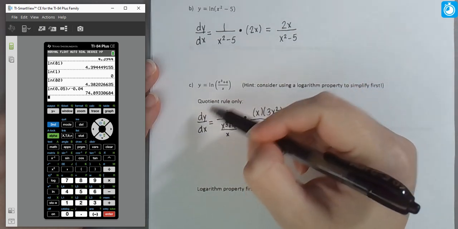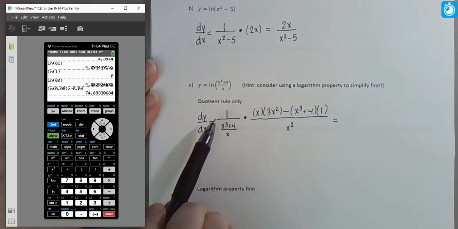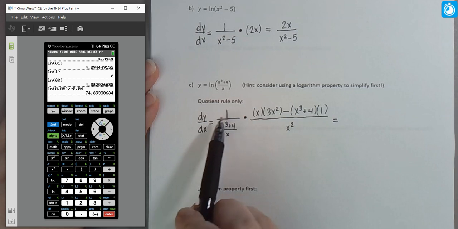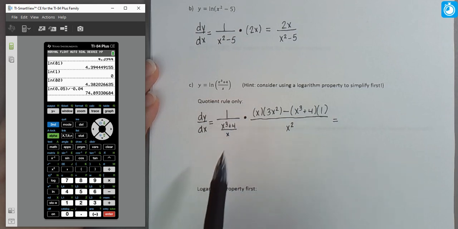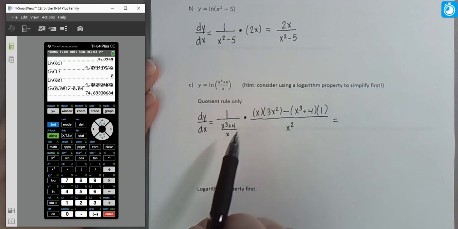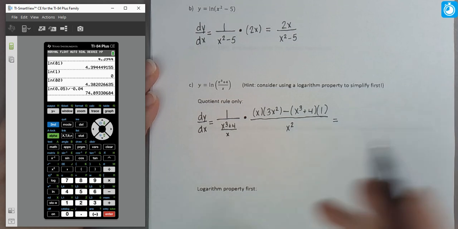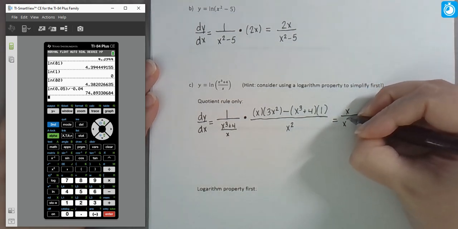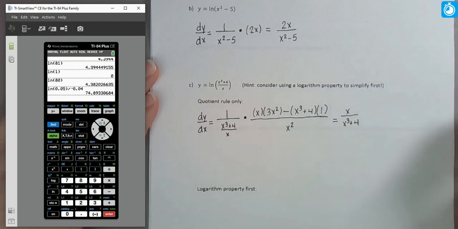So let's take care of this first. So 1 over a fraction, 1 divided by a fraction. Well, remember, dividing by a fraction is the same thing as multiplying by that fraction's reciprocal. So 1 divided by all of this is the same thing as 1 multiplied by the reciprocal. So all of this really just simplifies down to the reciprocal of the denominator. So that's going to be x divided by x cubed plus 4.